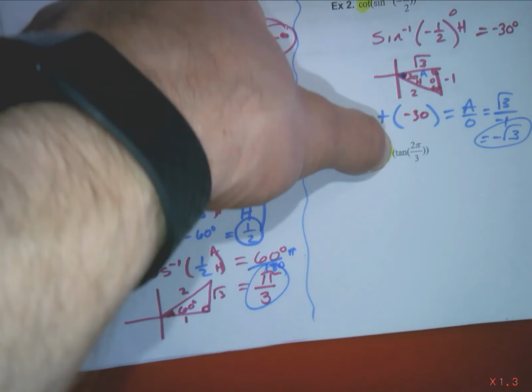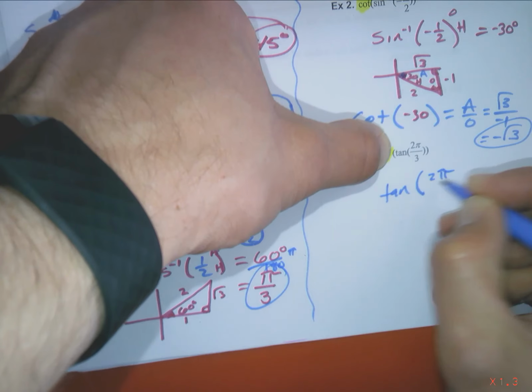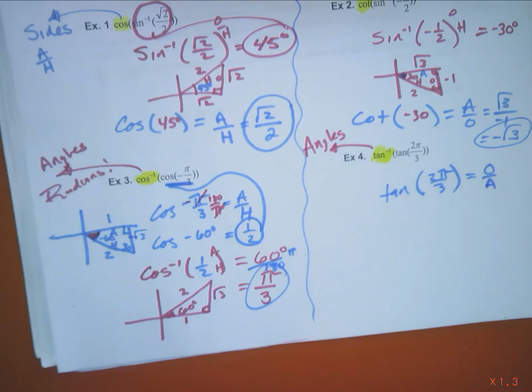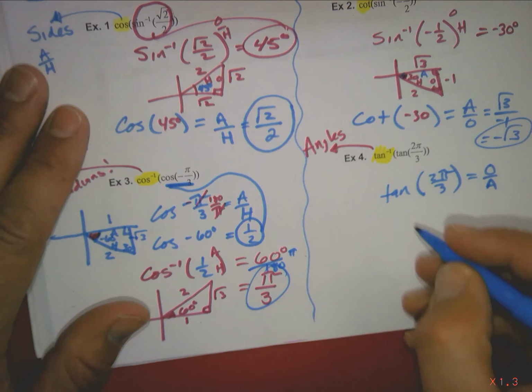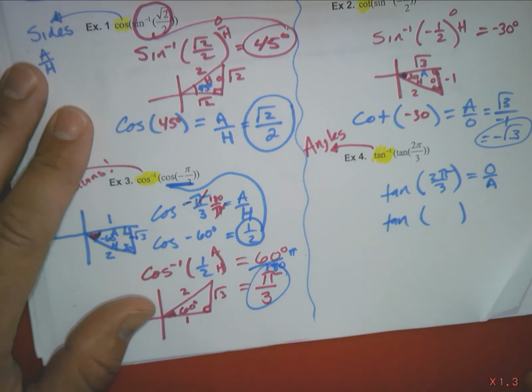I cover this guy up, and I want to figure out what is the tangent of 2 pi over 3. What is O over A? Now for me, I like to convert those from radians to degrees. So what's 2 pi over 3, y'all? What is that? 2 pi over 3. 120.